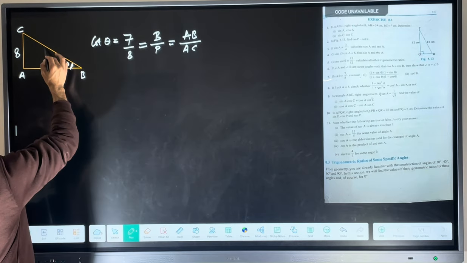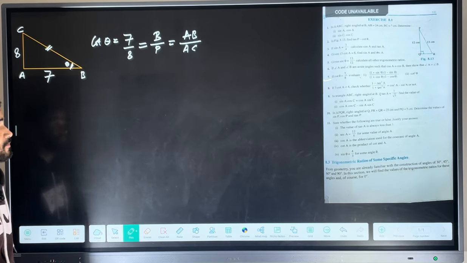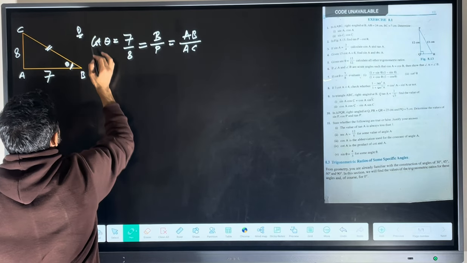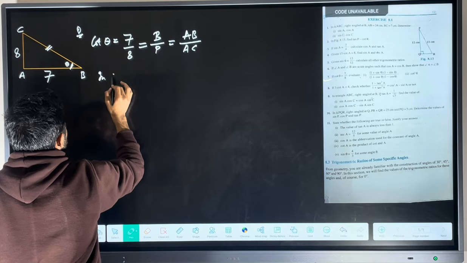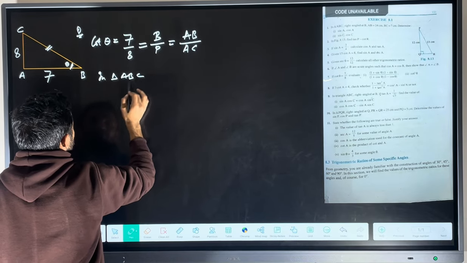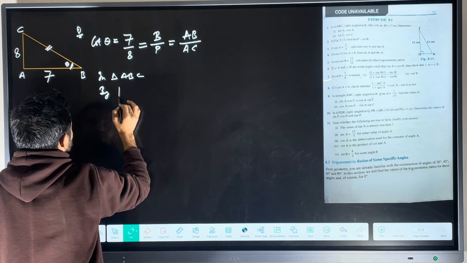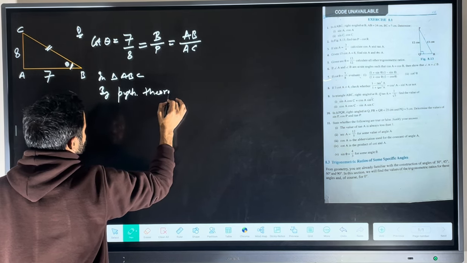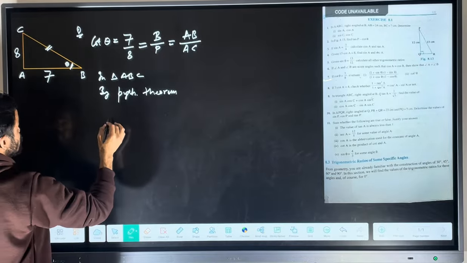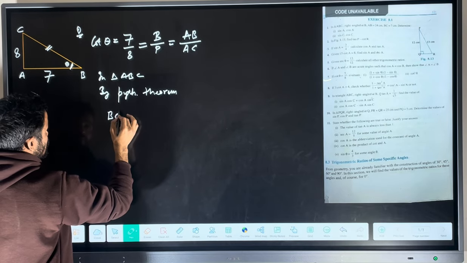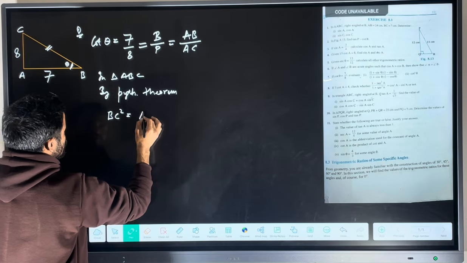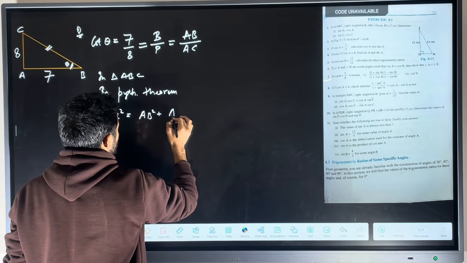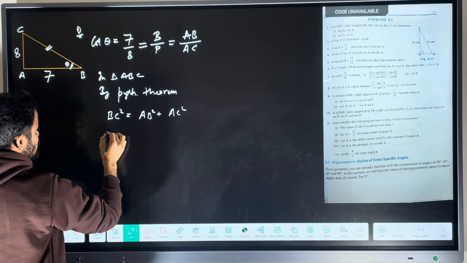Now we have to find the hypotenuse. We will again apply the Pythagoras theorem. So in triangle ABC, by Pythagoras theorem, BC square is equal to AB square plus AC square. BC we have to find.